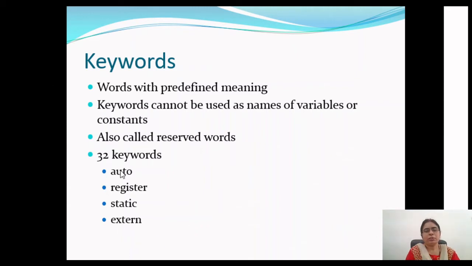So the first set of keywords, auto, register, static, and extern, are basically the keywords related to storage classes. Storage classes specify the scope, visibility, and lifetime of a variable. Scope is the area or portion of the program in which that variable is visible, and lifetime is the duration for which that variable or constant is active. Different keywords, auto, register, static, and extern, have their own predefined values of scope and lifetime of the variable.